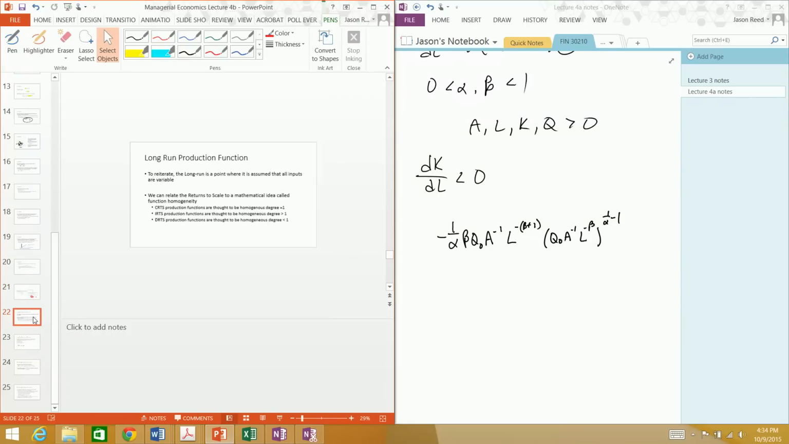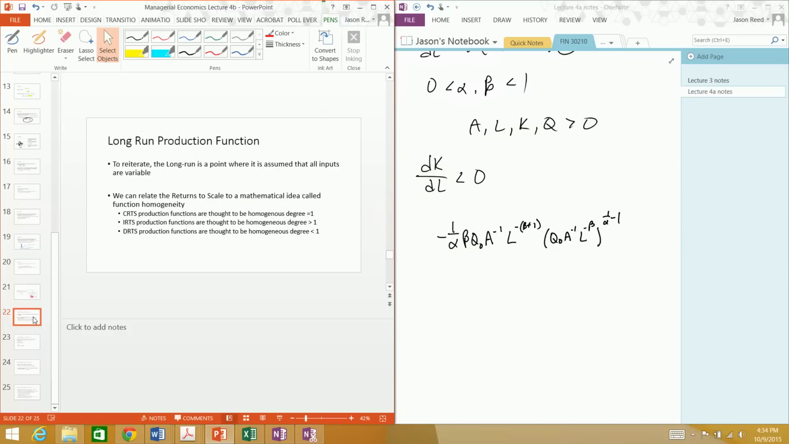So the next little bit that we talked about is this long-run production function. And this, again, was very general, and I just wanted to introduce this. Really here what we want to say is that constant returns to scale has another mathematical property to it, and that's called homogeneity. A constant returns to scale production function is thought to be homogeneous of degree 1. Essentially that means that we can scale our inputs and we'll also scale the output of our function by the same amount. And this will work with any function that exhibits this property.